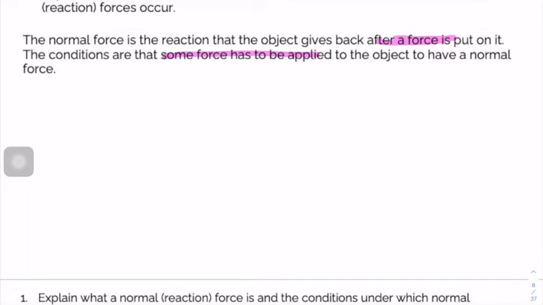It's really critical to realize that forces are interactions between two objects. Forces are interactions between two objects. Interactions equal force. And so when you say after a force is put on it, I'm not sure that you really understand what force means. There are two objects. It's when two objects interact that a force occurs. There's no force independent of two objects.